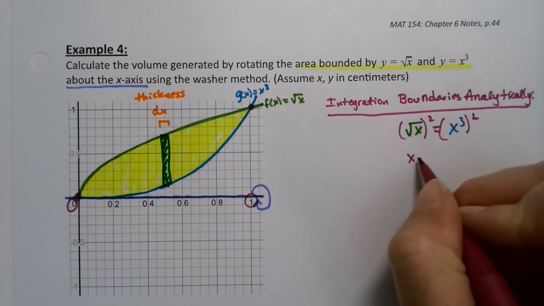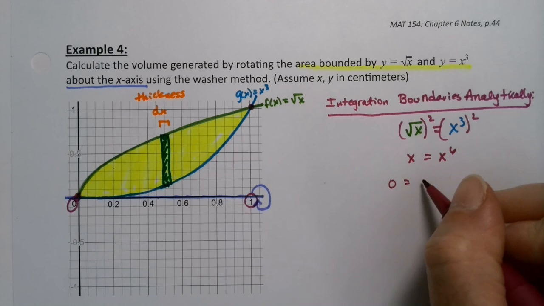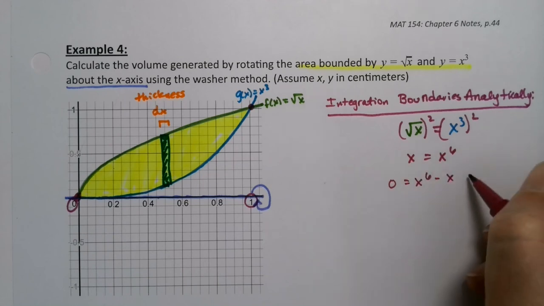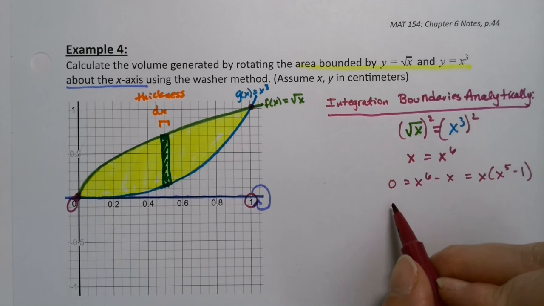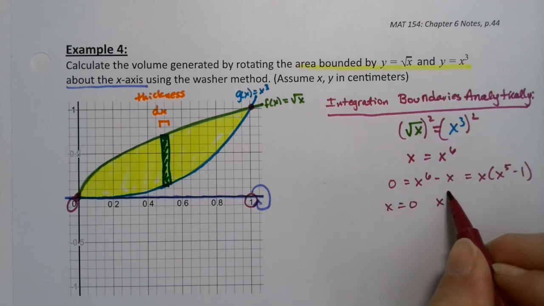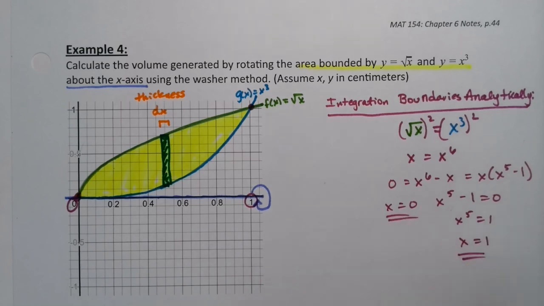You'd have x equals x to the 6th, which means 0 is equal to x to the 6th minus x, which is equal to x times (x to the 5th minus 1). So either x equals 0 or x to the 5th minus 1 equals 0, which means x to the 5th is 1, which means x is 1. So there they are analytically.